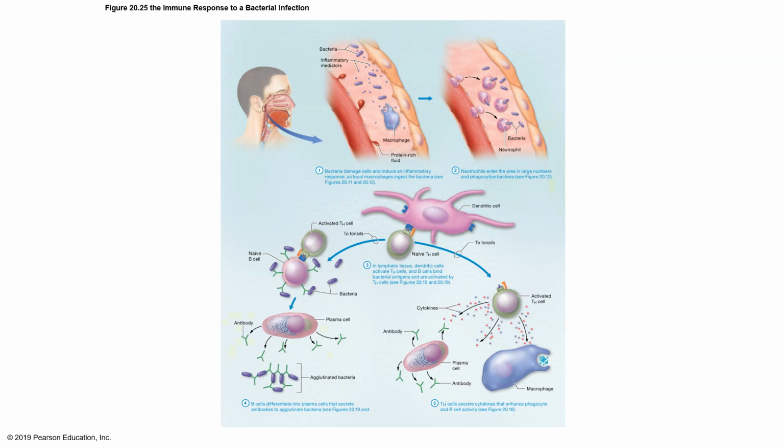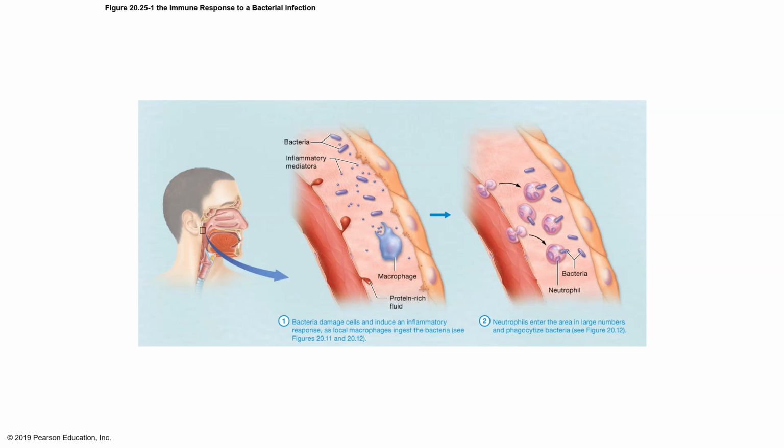Now let's look at the immune response to a bacterial infection. First, the bacteria will damage the cells, and the inflammatory response is induced. Inflammatory mediators are released, and the local macrophages start ingesting the bacteria. Neutrophils then are going to enter the area in large numbers. That's where you get the high white cell count.